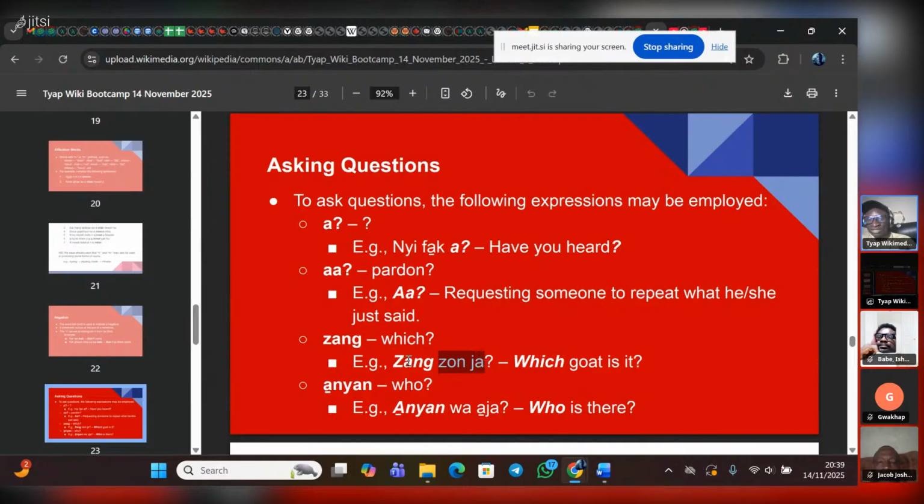But if you now introduce the Zang, which is a question marker, you have to put a question mark at the end of this. So it will be which goat is it? And then something about this Zang also. This one is usually used for non-living things mostly, but this one is also usually used for living things, which is enya. An example is enyawaja. Enyawaja, who is there? Enya is who.